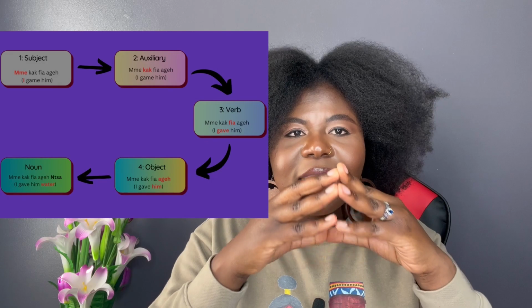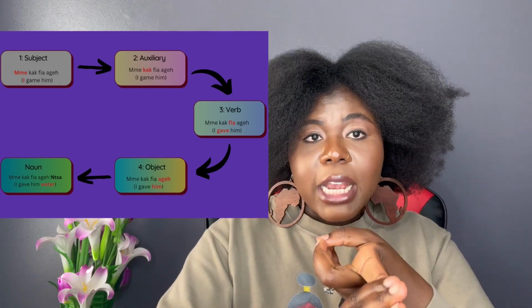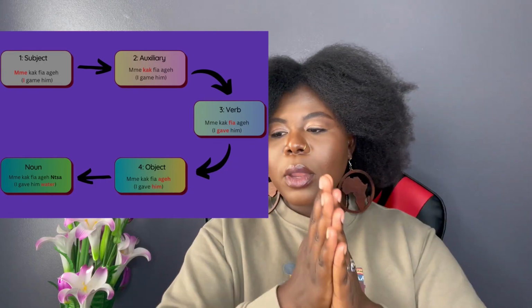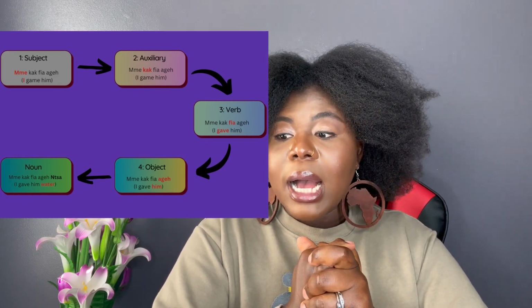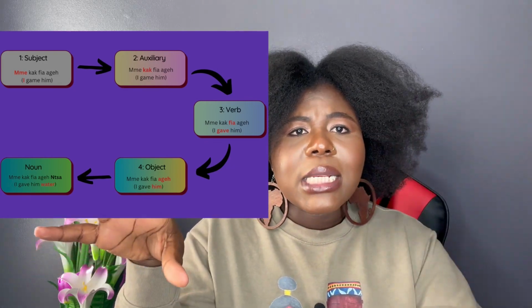So that's basically the simple sentence structure. So remember: subject, modifier, verb, and the object, right? All right, done.